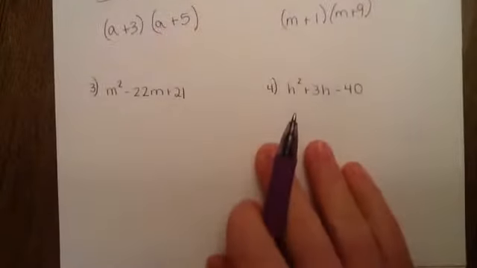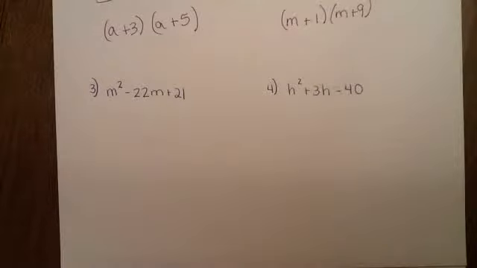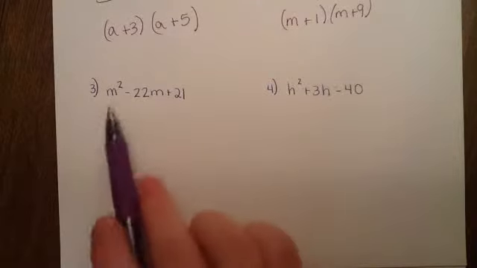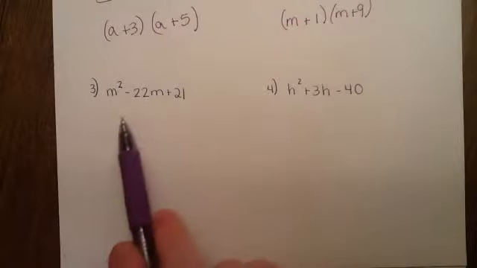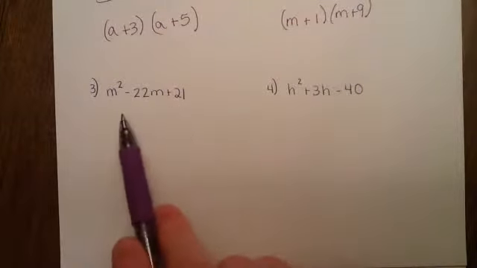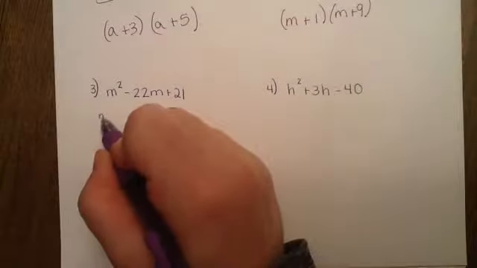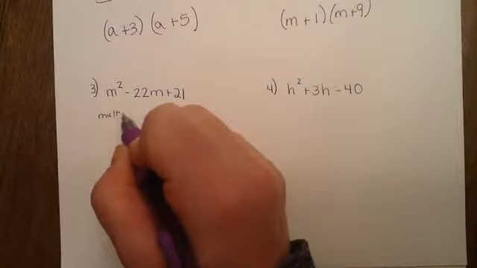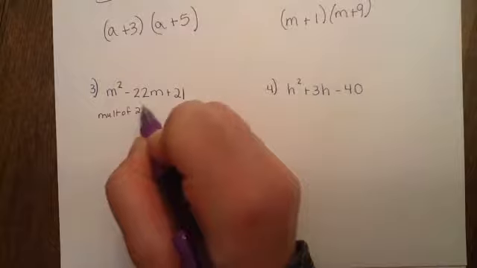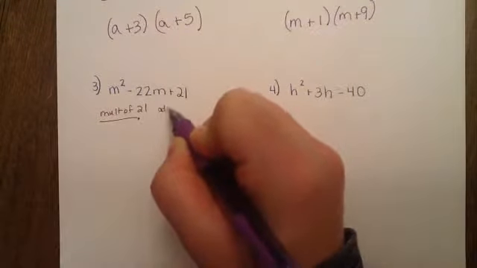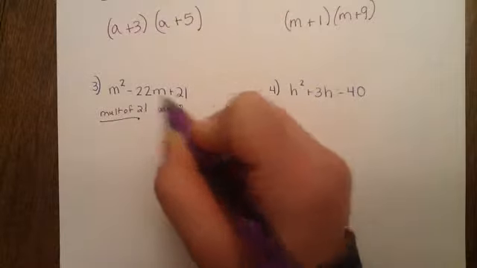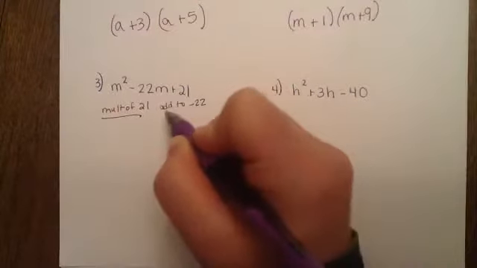Let's take a look at number 3. There are 3 terms and they have nothing in common, so always look to see, do we have a greatest common factor? And they don't. So I'm going to look for the multiples of what value? 21. And we want them to add to be negative 22. So this is a little different.